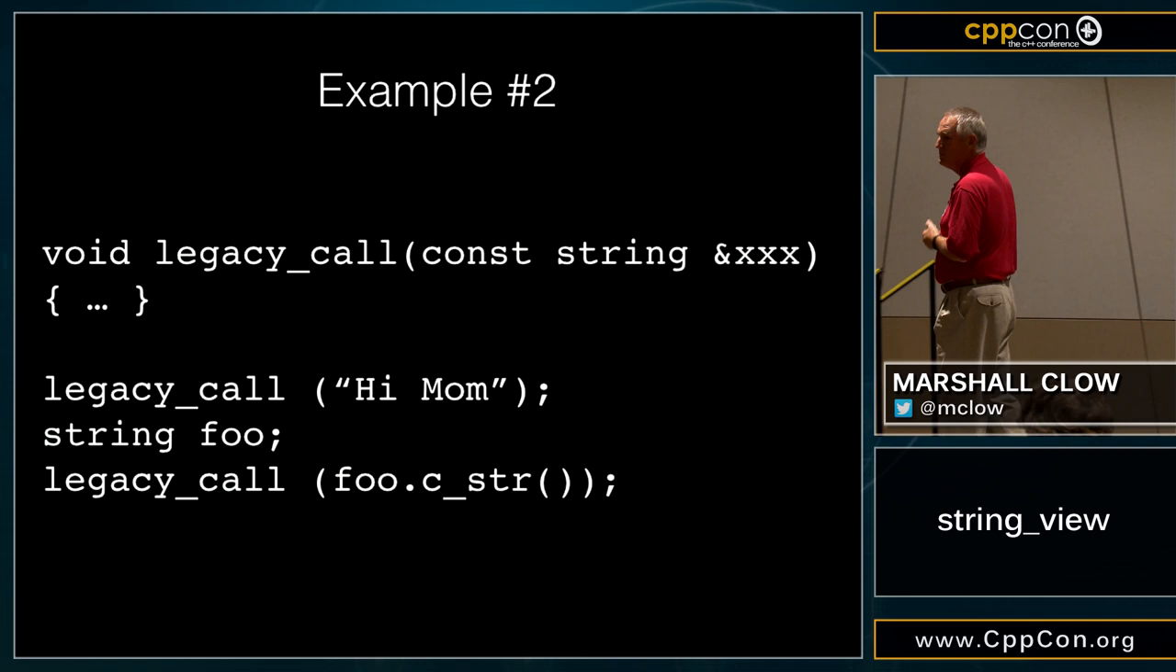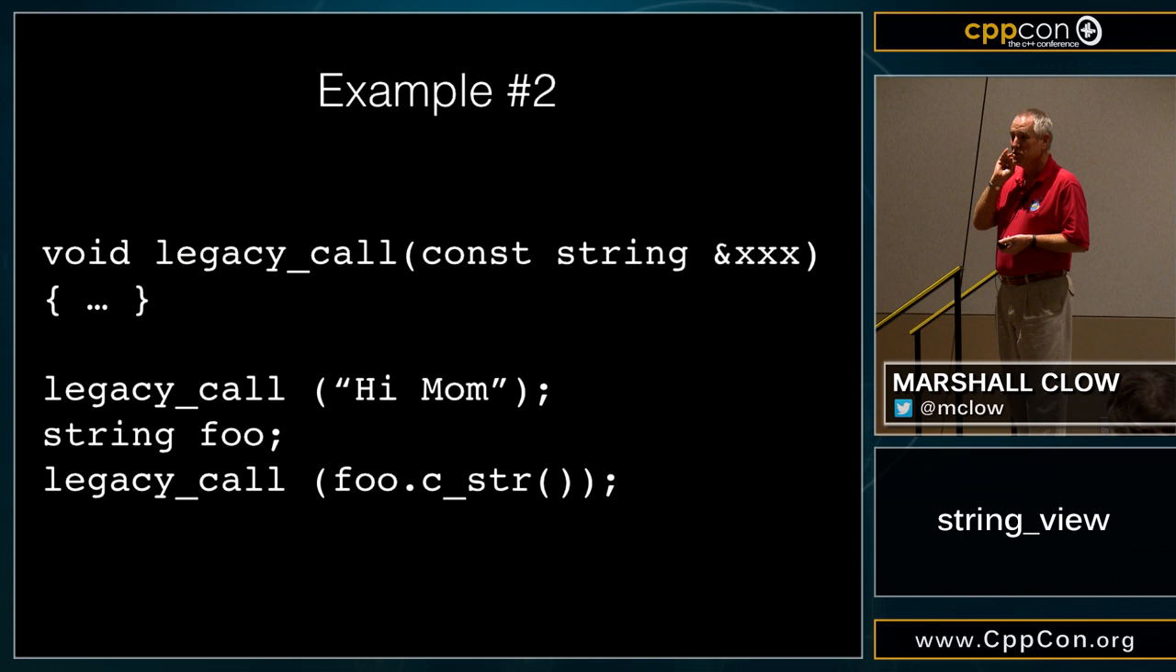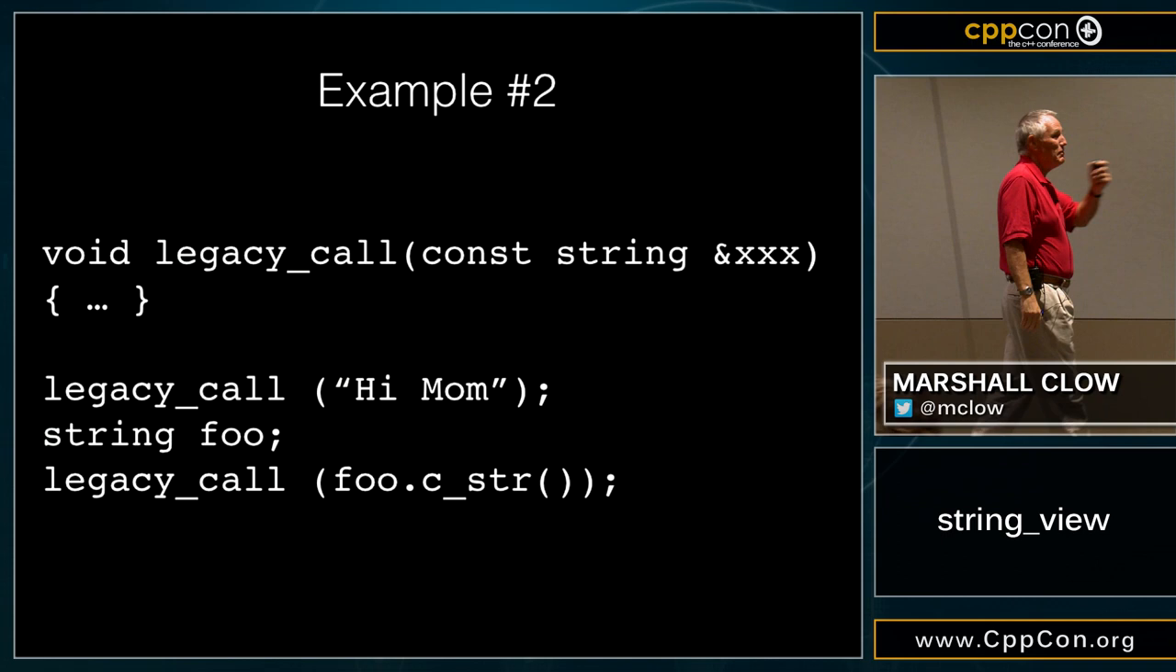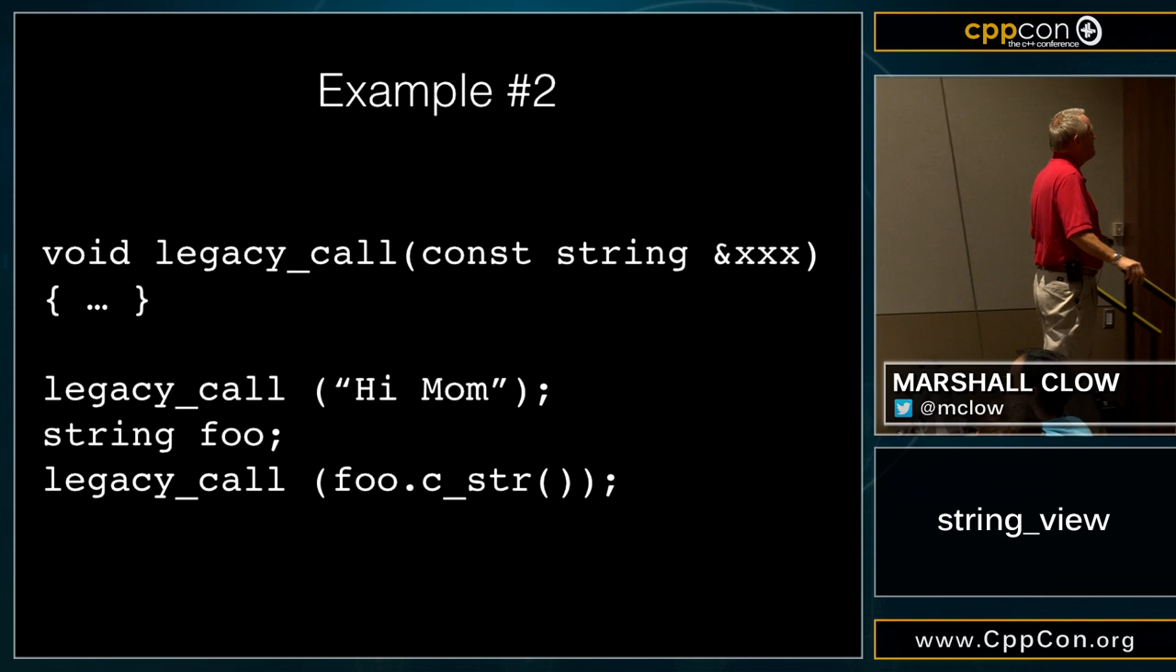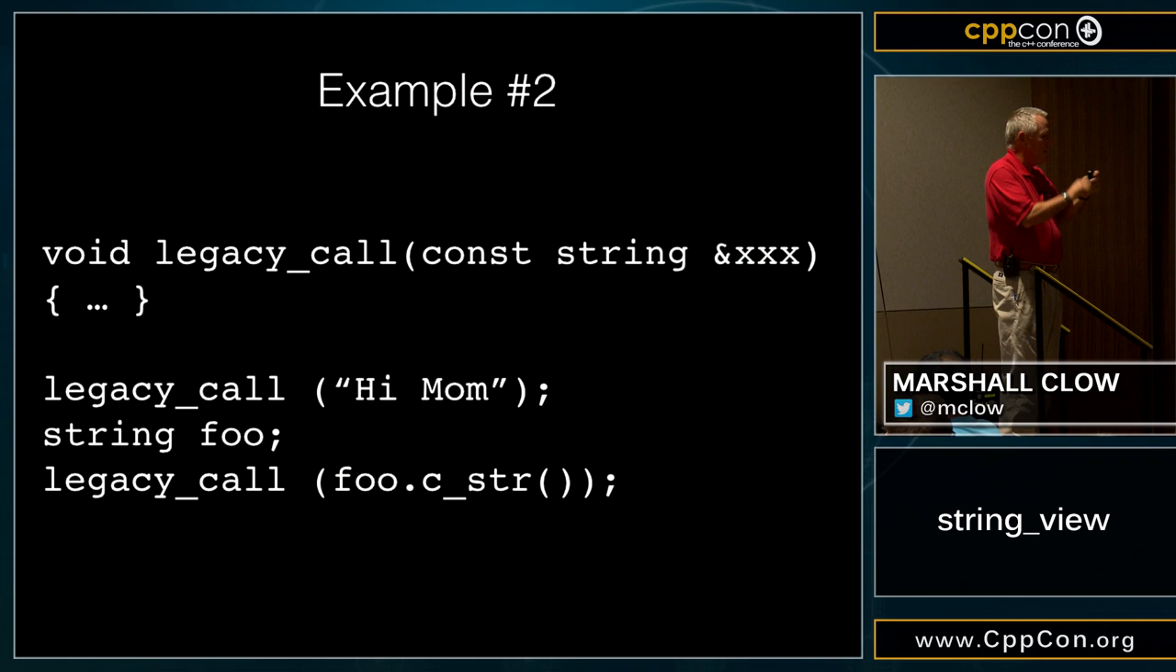I can tell you the first thing that happens is it compiles and it runs correctly. I'm getting to that. But how about anybody on this side? Yes. It will make a temporary copy of the string, right? It will take the string foo, call its c_str member, get a const char star, make a temporary string, allocate memory, copy data, calculate the length, and then call legacy call, and then destroy the temporary string. This is a silent performance stealer for you.